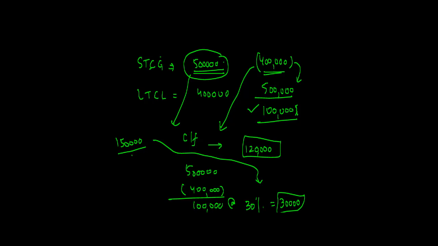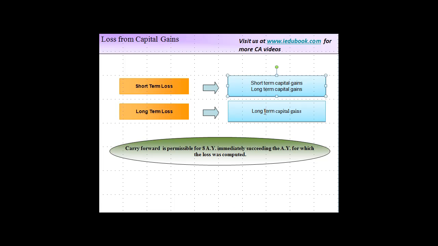Whereas if I set it off against this year, the tax I would have paid on 4 lakh, if the set off was not allowed, would have been 4 lakh at the rate of 20%, which is 80,000. So that's the reason why a short-term capital loss can be set off against both short-term capital gain and long-term capital gain, whereas a long-term capital loss can be set off only against long-term capital gain.